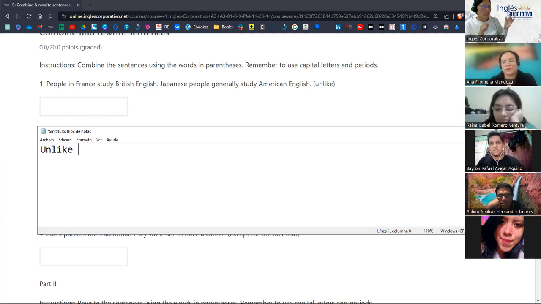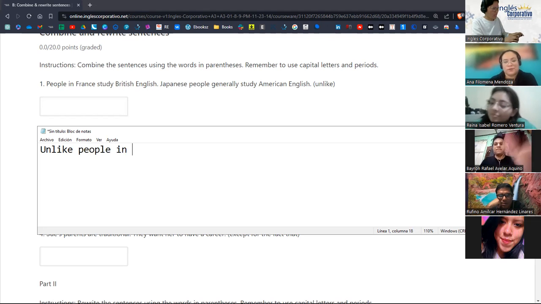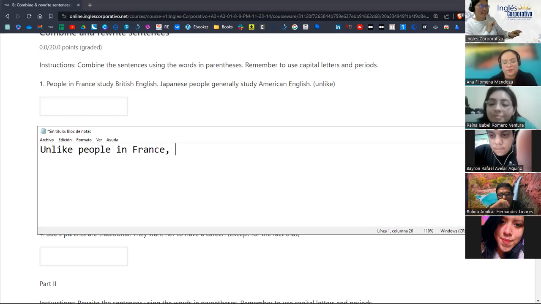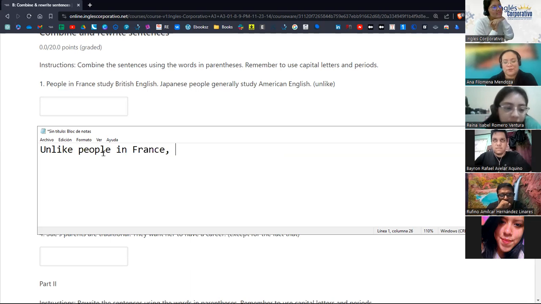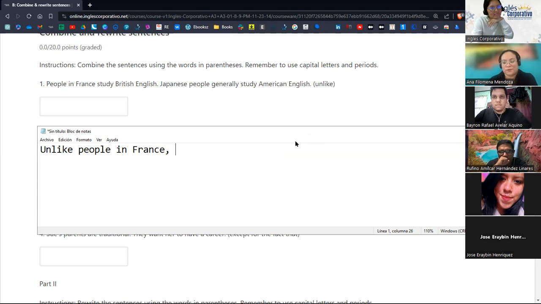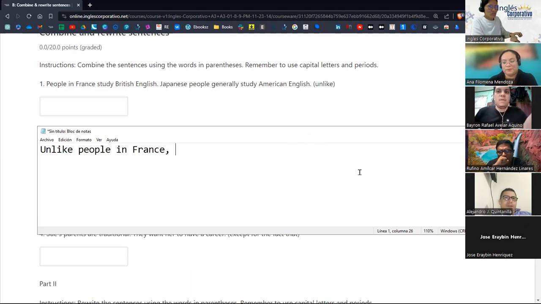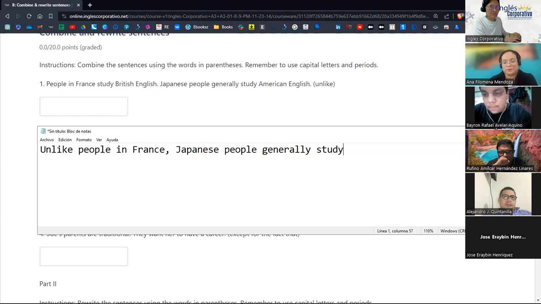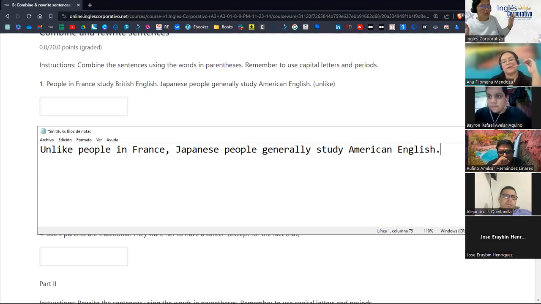Okay, now I have the first word, unlike. Unlike people in France, coma. Ya les ayudé con la primera parte. Unlike people in France. ¿Cuál es la siguiente idea? People in El Salvador study American English. People in El Salvador o la que está ahí, porque aquí está la segunda parte. Ah, muy bien. Entonces, coma. Japanese people generally study American English. Correct. Exactly. Generally study American English. Muy bien. Okay. Ahí tenemos nuestra primera oración. Unlike people in France, comma, Japanese people generally study American English.